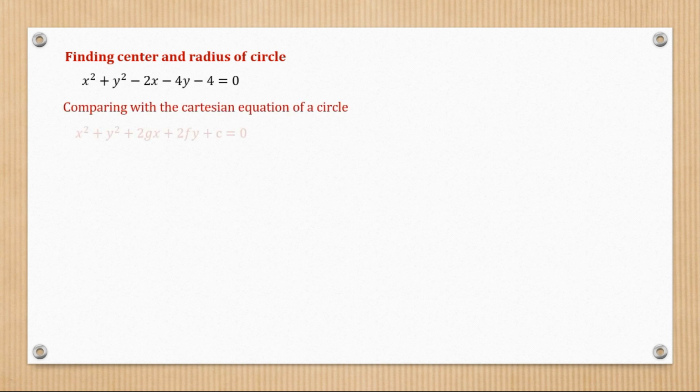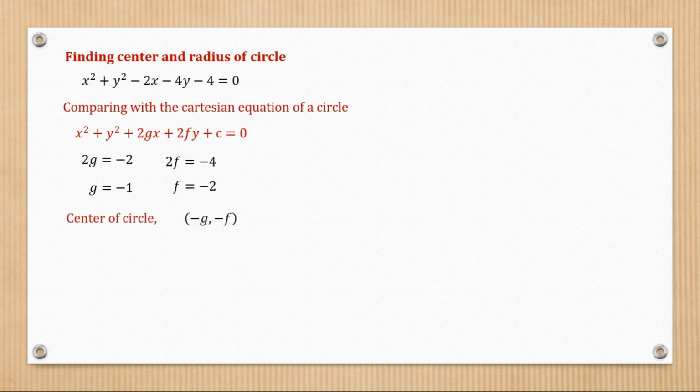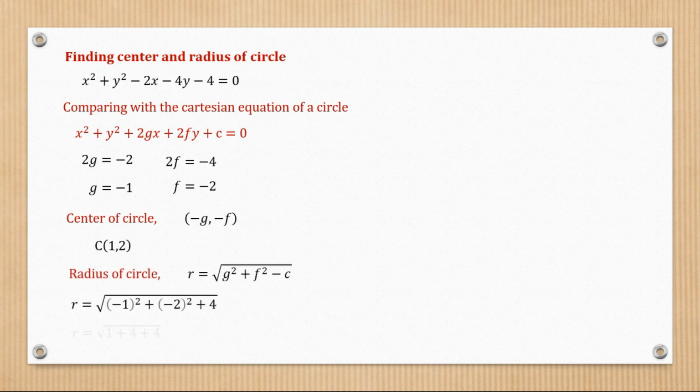Now, the next step shall be to find the center and radius of the circle. The equation of the circle was given. If I compare this to the Cartesian equation of a circle, I can see that 2g shall be equal to negative 2, of which g is negative 1, and 2f shall be equal to negative 4, of which f shall be equal to negative 2. So the center of the circle, which is negative g, negative f, shall be 1, 2. Then I can also find the radius of this circle. The radius shall be equal to root of 1 plus 4 plus 4, and that shall be root of 9, of which r shall be 3 units.